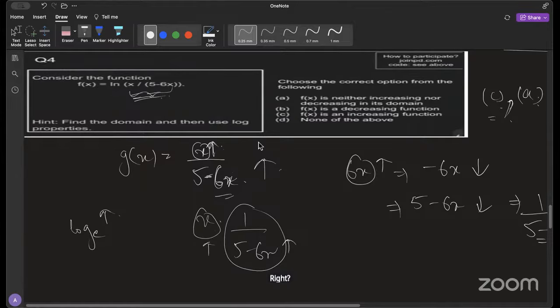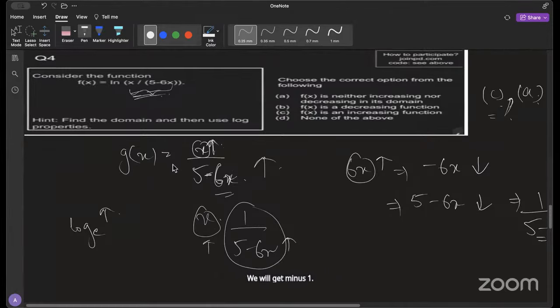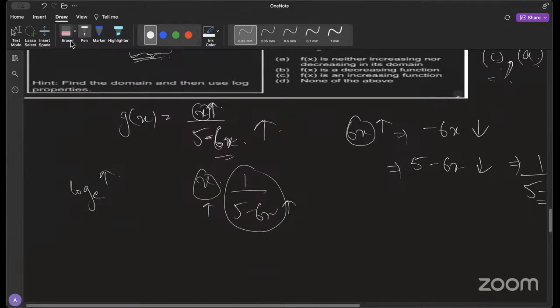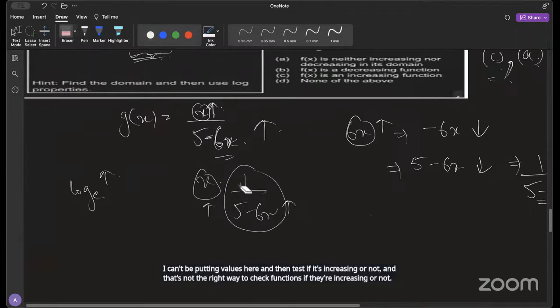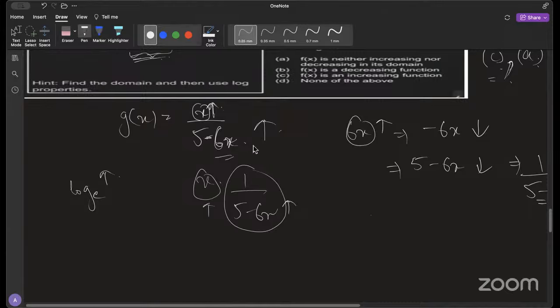Yes, ma'am. How will you please explain? Like when you put x is equal to 1, we will get -1. I can't be putting values here and then test if it's increasing or not. That's not the right way to check if functions are increasing or not. If you want to make sure if a function is increasing or not, you need to have a valid reason to claim that it's an increasing function. Here the claim is that both the functions multiplied together are increasing, both this one and this one. That's why it's an increasing function.